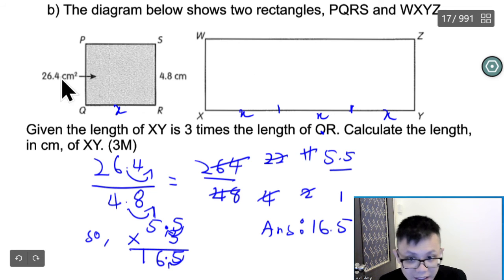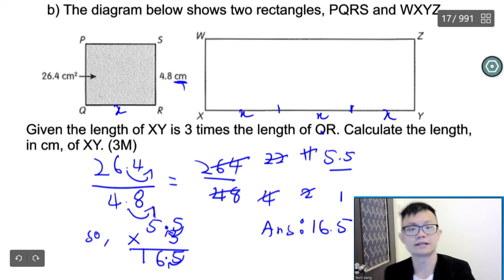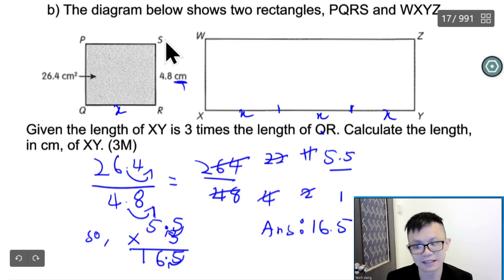So the answer will be 16.5. Just look back at the unit. Okay, here is cm. Remember to write the unit, cm. There, you got the answer. Easy as ABC. Okay, let's move on to the next question.